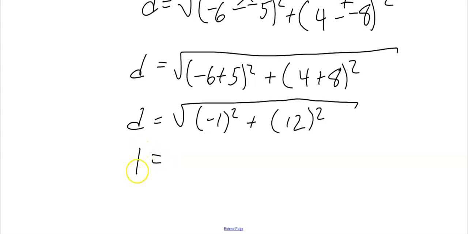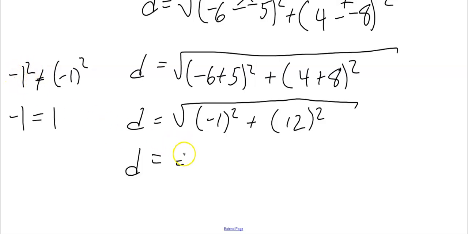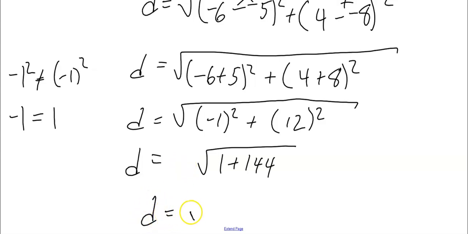When you are plugging this into your calculator or Desmos, you have to use the parentheses. If you do this, that does not equal this. Negative 1 squared is 1, but negative 1 squared without parentheses is negative 1. This one says square the negative. This one says square 1, make your answer negative. So this is going to be 1 plus 144. So the distance is going to be the square root of 145.